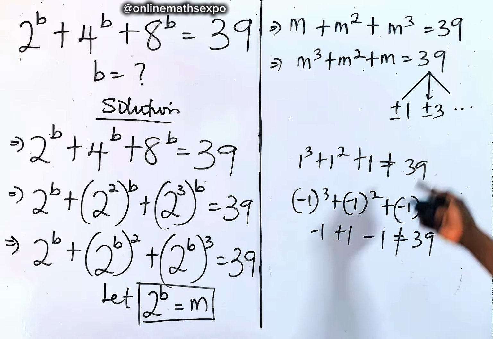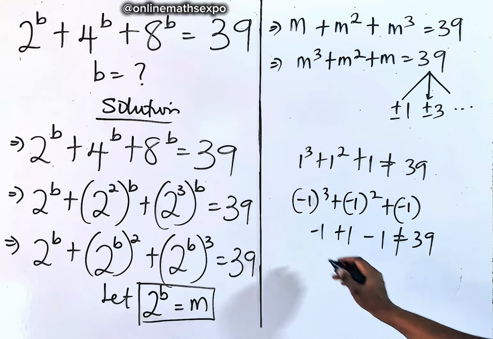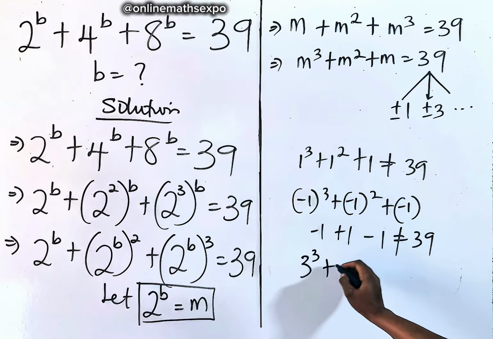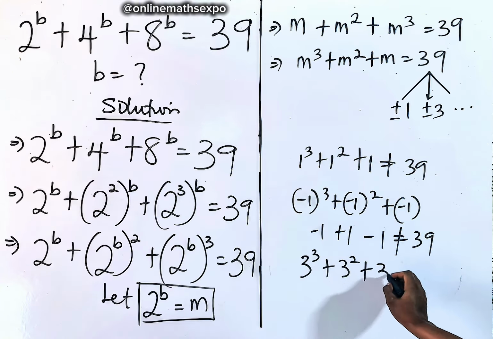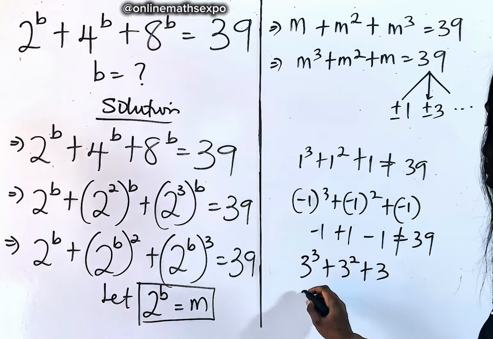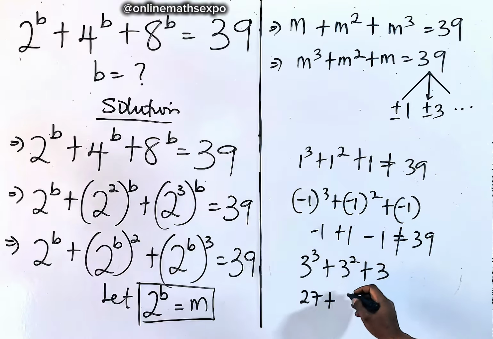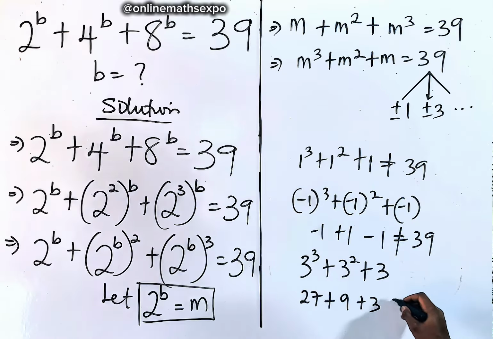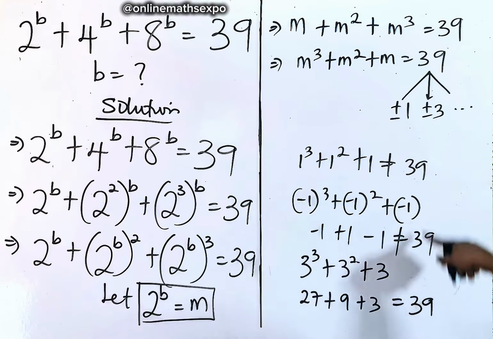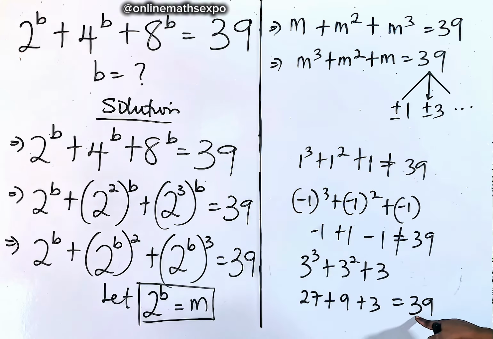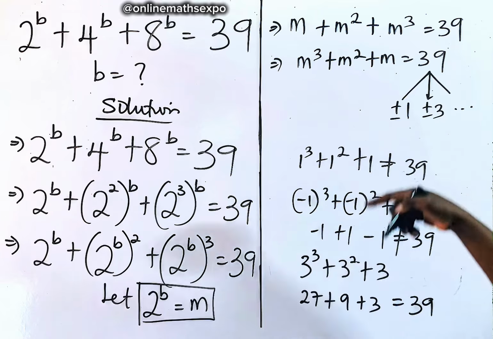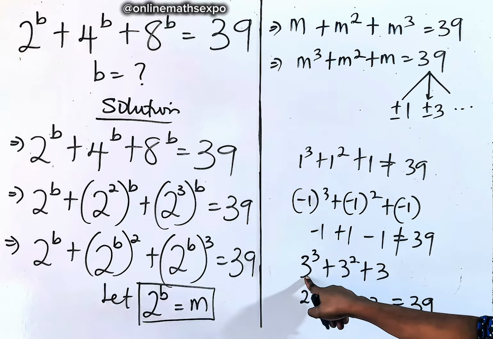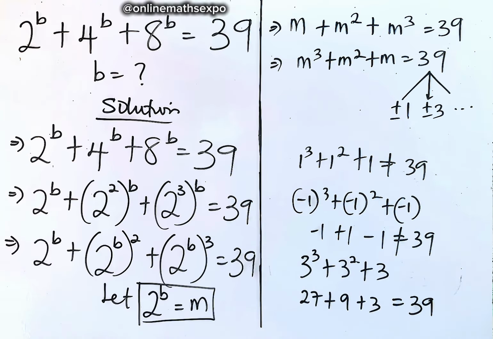So we can also check for when m is 3. So we have 3 cubed plus 3 squared plus 3. 3 cubed is 3 multiplied 3 times, and that will give us 27. This will give us 9, add 3. And when you add this together, it gives you 39. So it means that one of the solutions that will help us to find others is when m becomes 3. So that is going to guide us.